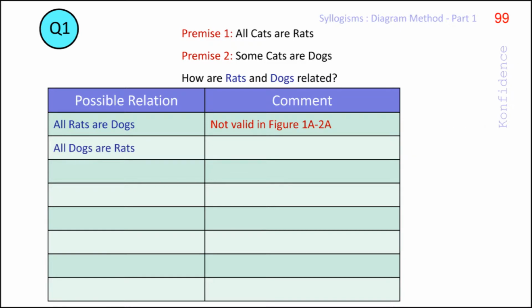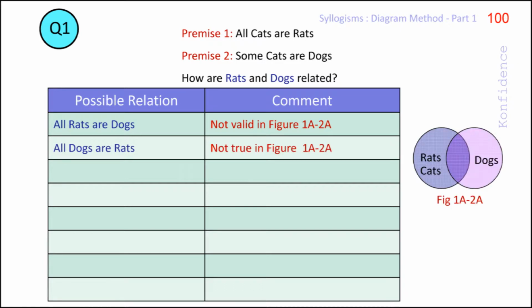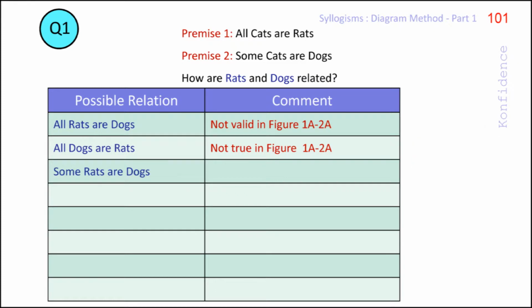So we look at the second possible relationship, all dogs are rats. That also is not valid in figure 1a, 2a. So we look at the next possibility, some rats are dogs. We can see that this will be valid in figures 1a, 2a and 1a, 2b. Now look at figure 1a, 2c. There, the set rats is completely within dogs.